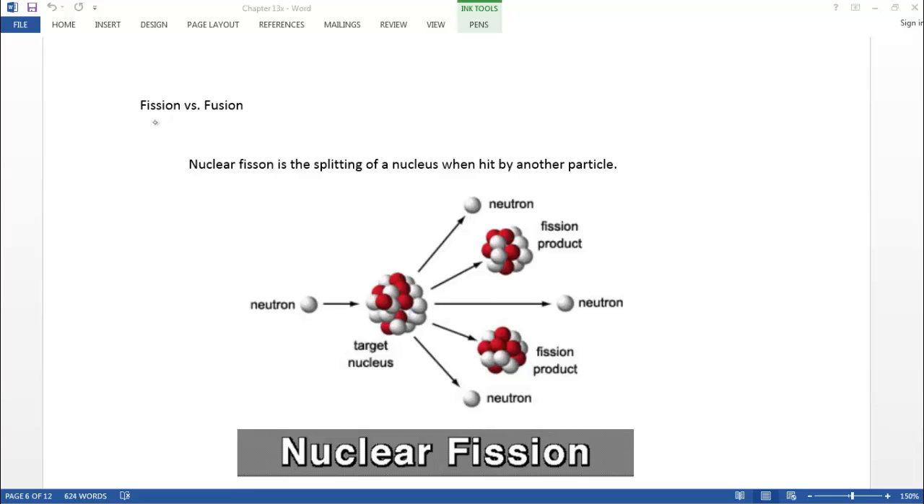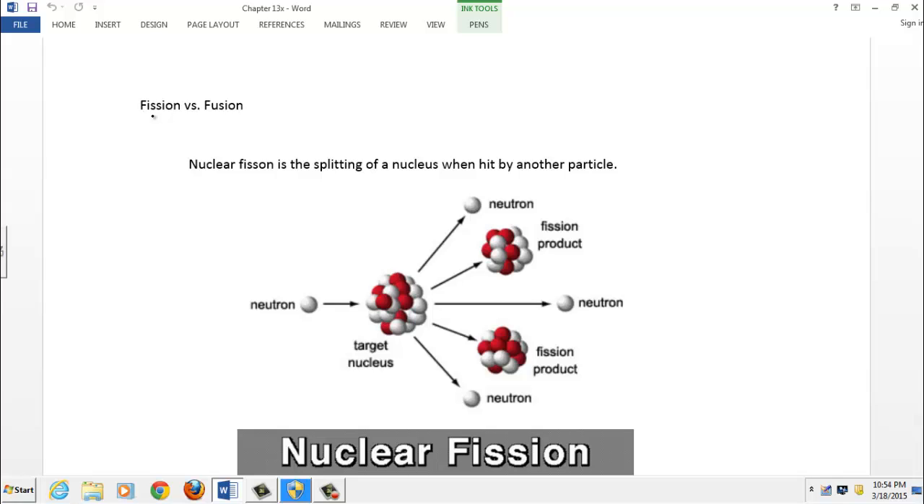Hello, let's finish up that section on radioactivity. The next two topics are fission and fusion. Okay, nuclear fission is the splitting of a nucleus when it's hit by another particle. And as an example, here's a neutron flying in and striking a really big atom's nucleus.